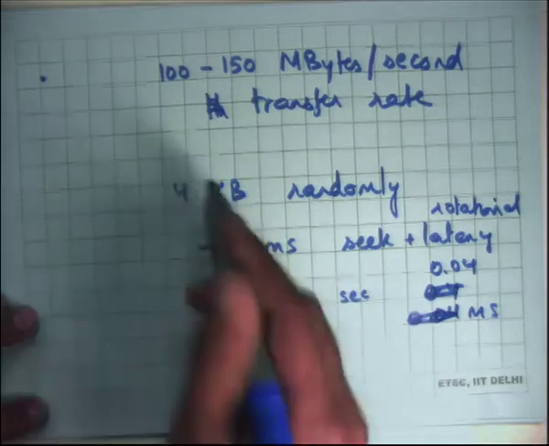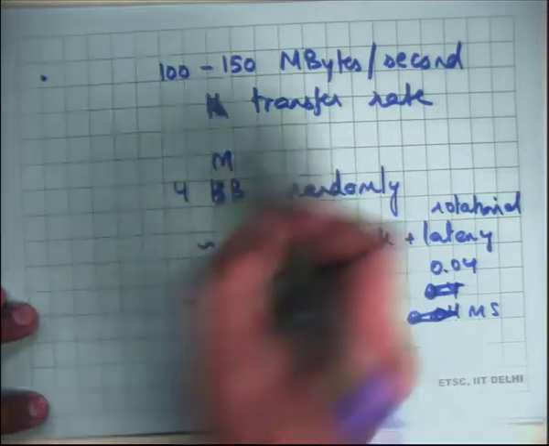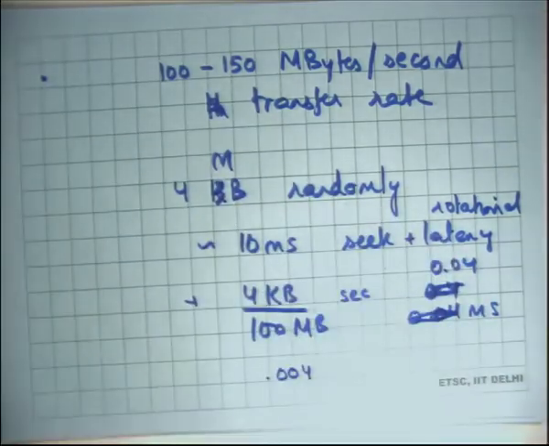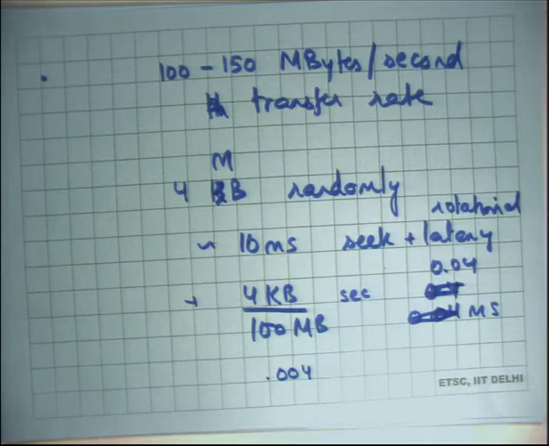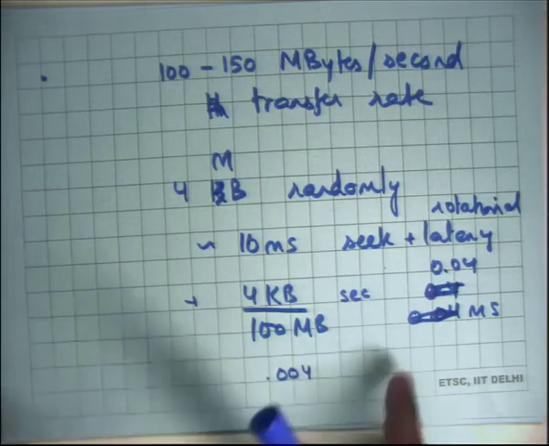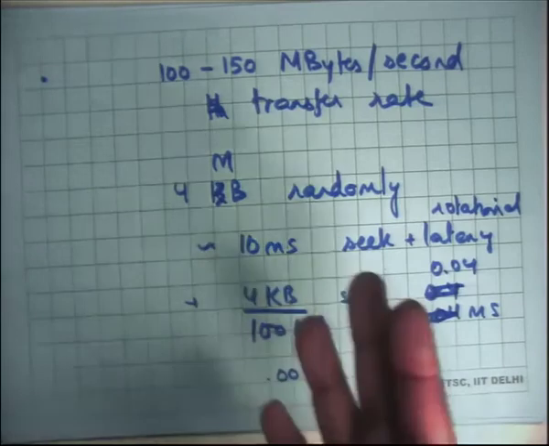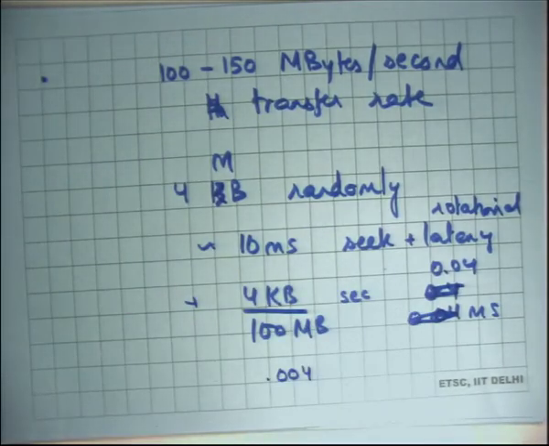On the other hand, if you read, let's say, 4 MB of data, then you're basically amortizing the seek and latency over a much larger chunk of data, and this time becomes relatively more significant. Okay.